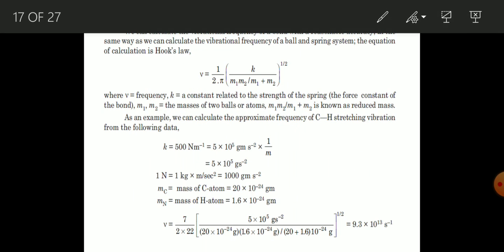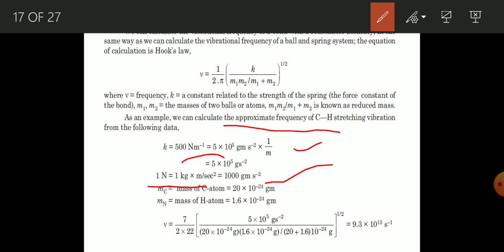We can calculate the approximate frequency of CH stretching vibration from the following data. The given data is K equal to 5 into 10 to the power of 5 dynes per centimeter, which in SI means 1 Newton per meter is equal to 1 kg per second square, so 1 Newton is equal to 1000 grams per centimeter.